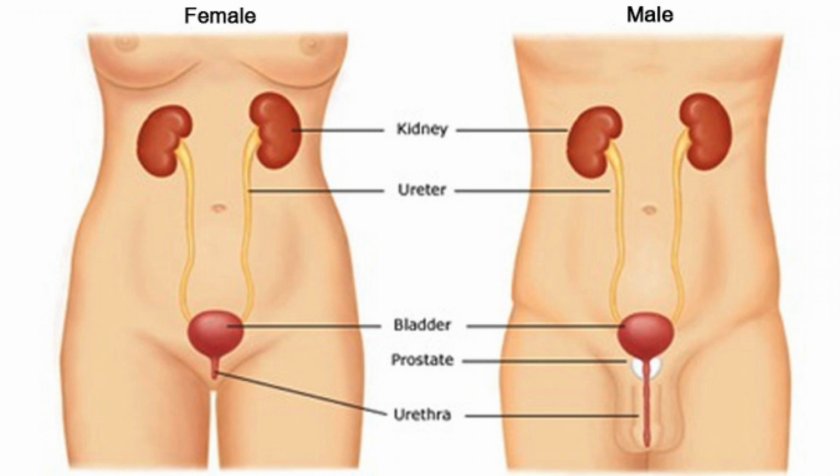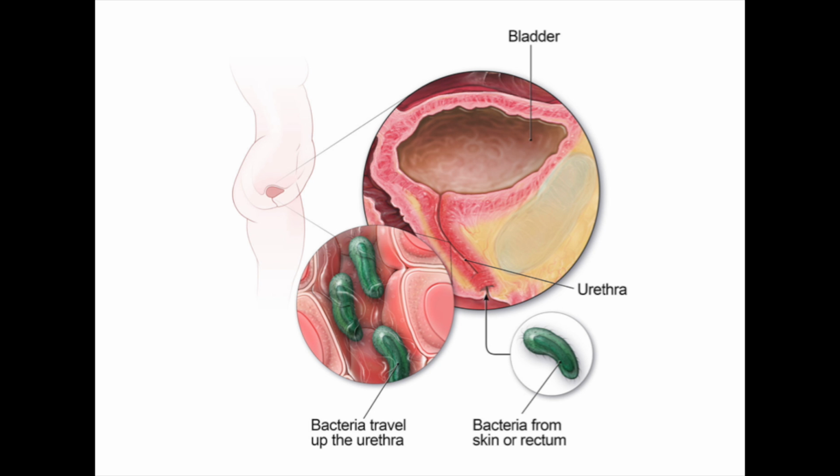This occurs because a woman's urethra, compared to a man's, is shorter and closer to her rectum, where potential pathogens like E. coli exist. A combination of a short urethra and a close proximity to the rectum make it much easier for bacteria to reach the bladder.